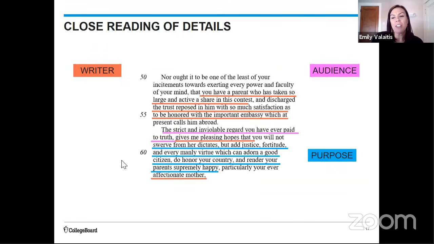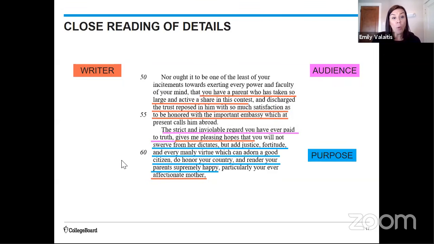I think that this is a great opening to the final paragraph. She says, "the strict and inviolable regard you have ever paid to truth." Again, another compliment. What she's basically saying here is that you've always been committed to the truth. You've always valued the truth. And that gives her pleasing hopes, that is something that makes her happy, that she really admires about her son.